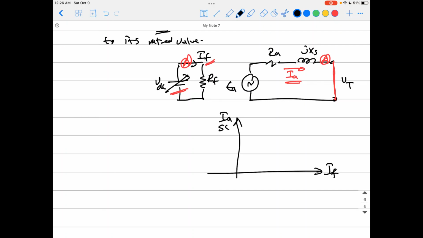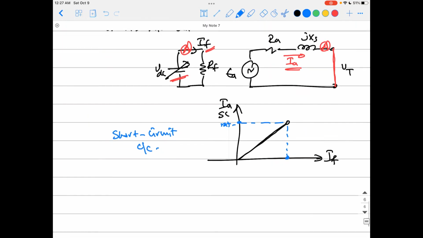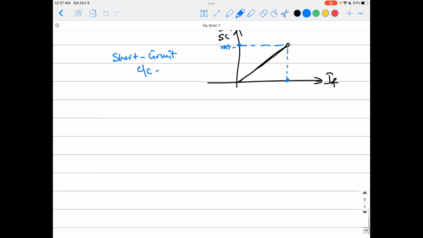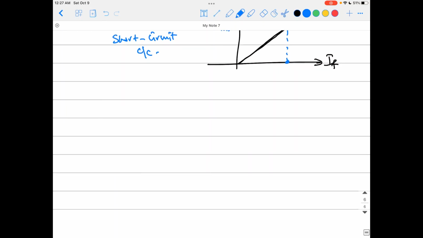Now it will be a linear relationship, because no saturation is involved here: just a small amount of I field will bring your IA to the rated value. That is what we call the short circuit characteristics, the relationship between the armature current and the field current while the armature terminals are short circuited. So we have the open circuit test that gave us the open circuit characteristics, and the short circuit test giving us the short circuit characteristics, and how to find XS from those is the question.